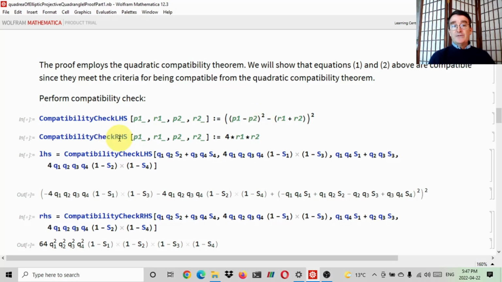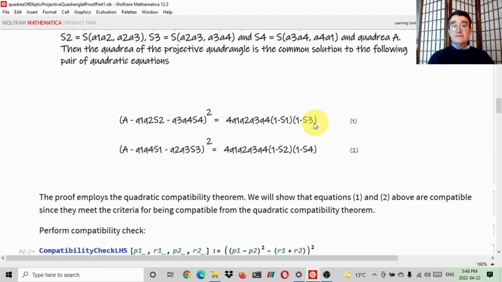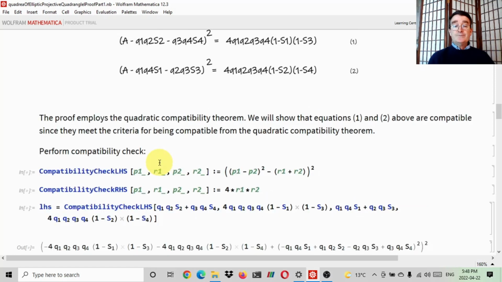So what we'll do is create a variable called LHS for the left-hand side, and we call this function, the compatibility check left-hand side, passing in the quantities P1, R1, P2, and R2 from these two equations. And when we do that, we get this expression. Similarly, on the right-hand side, we call this function with P1, R1, P2, R2, call the result the variable RHS, and that gives this expression here.